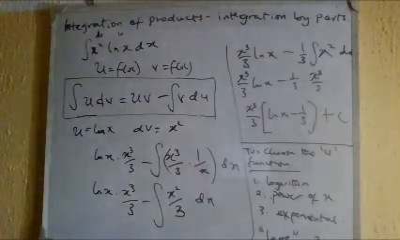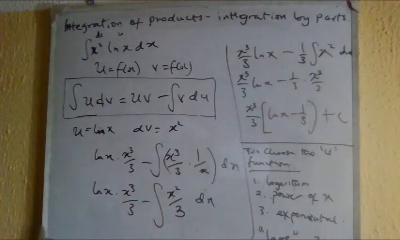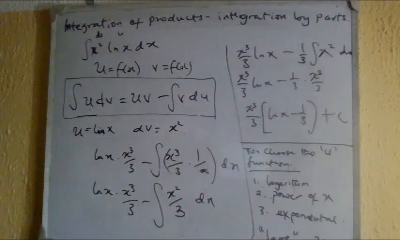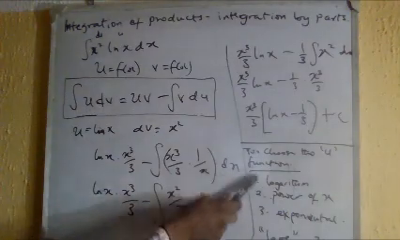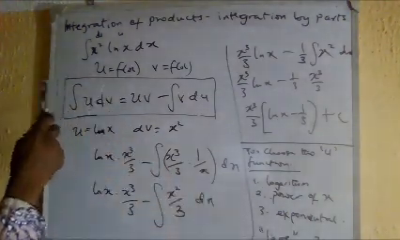You will see, by the time we solve my example, why it's better to always follow this rule to choose u, because if you don't do that, it will be difficult for you to get the answer.